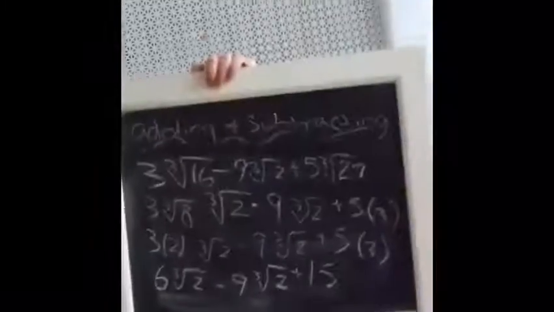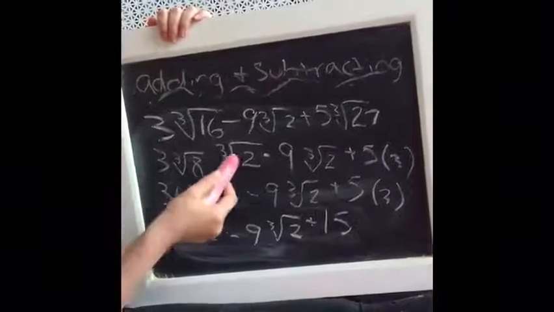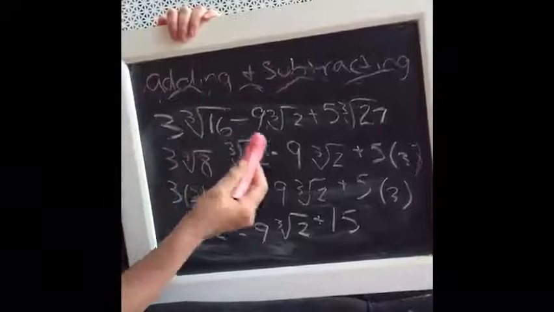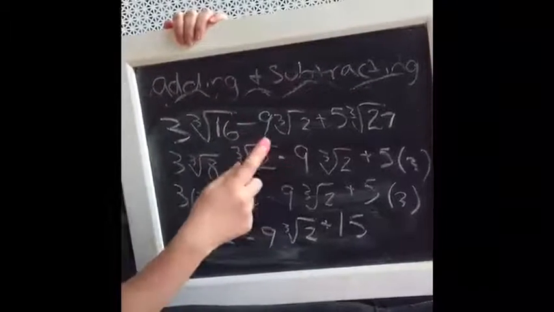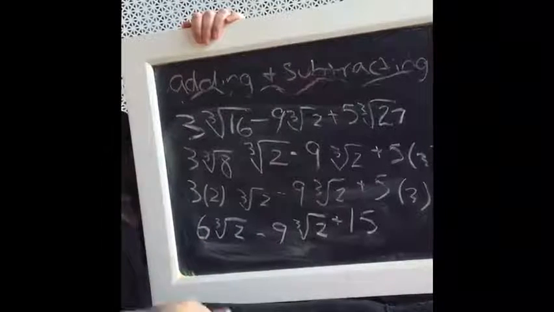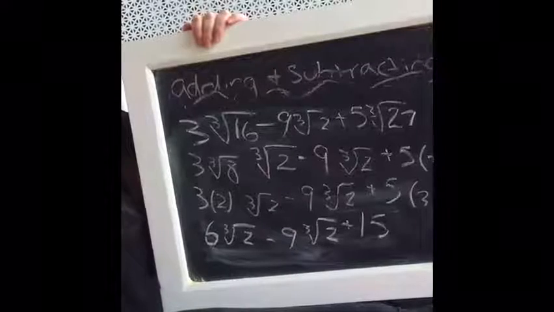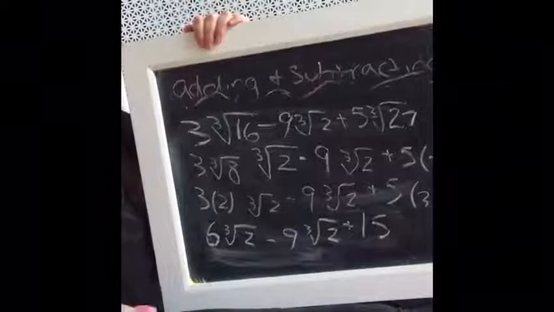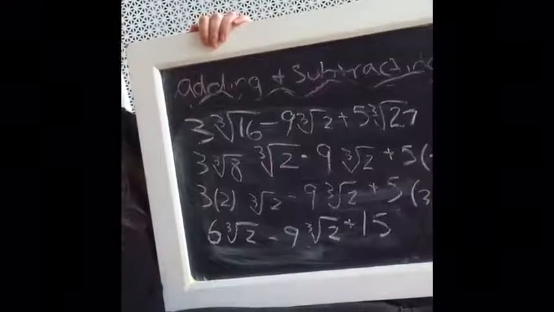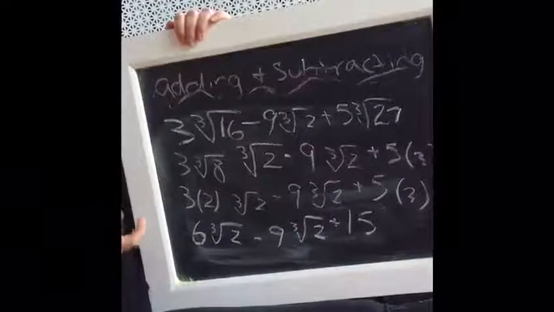Okay, now let's try adding and subtracting in one problem. So if you had 3 rad 16 with 3 in the index minus 9 rad 2 with 3 in the index plus 5 rad 27 with 3 in the index. All the indexes have to be the same or else you can't add or subtract them. Point from before, just reminding you guys. So if you simplified it, that would turn into 3 rad 8. These all have 3 in the indexes, by the way.